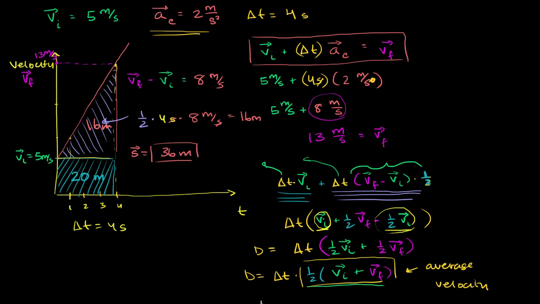But what's useful about this is if you want to figure out the distance that was traveled, you just need to know the initial velocity and the final velocity, average the two, and then multiply that times the time that goes by. So in this situation, our final velocity is 13 meters per second. Our initial velocity was 5 meters per second. So 13 plus 5 is equal to 18. You divide that by 2. Your average velocity is 9 meters per second. And then 9 meters per second times 4 seconds gives you 36 meters.